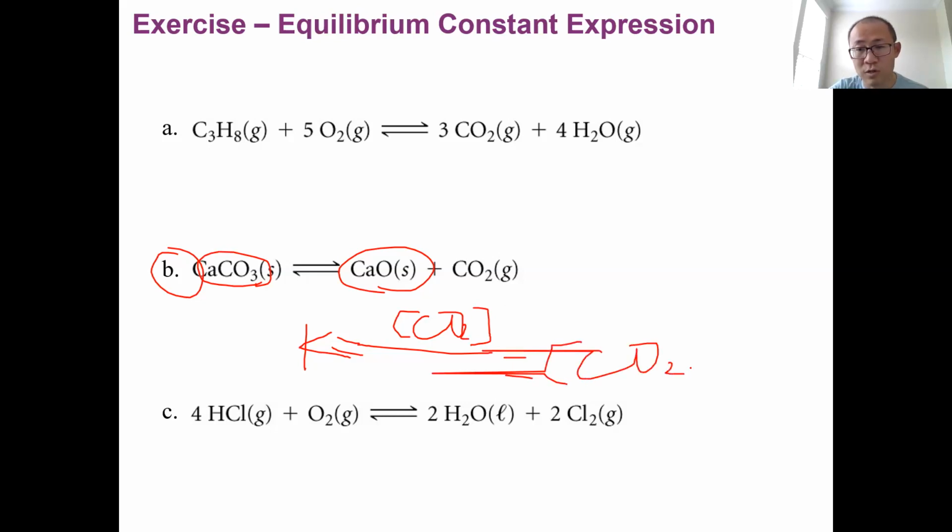K equals the CO2 concentration. That's it, because in the product over reactant, you only have the product. The other two are both solids, so you don't even use them. So the equilibrium constant expression for this equation is simply the CO2 concentration to the power of 1. Of course, the coefficient is 1. Again, I just want to remind you and show you, use these as practice, and you should have no problem writing an expression for the equilibrium constant.